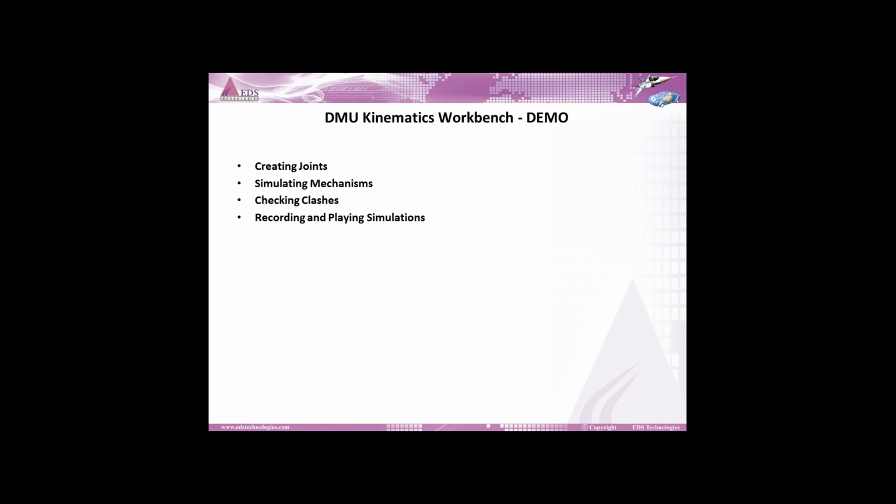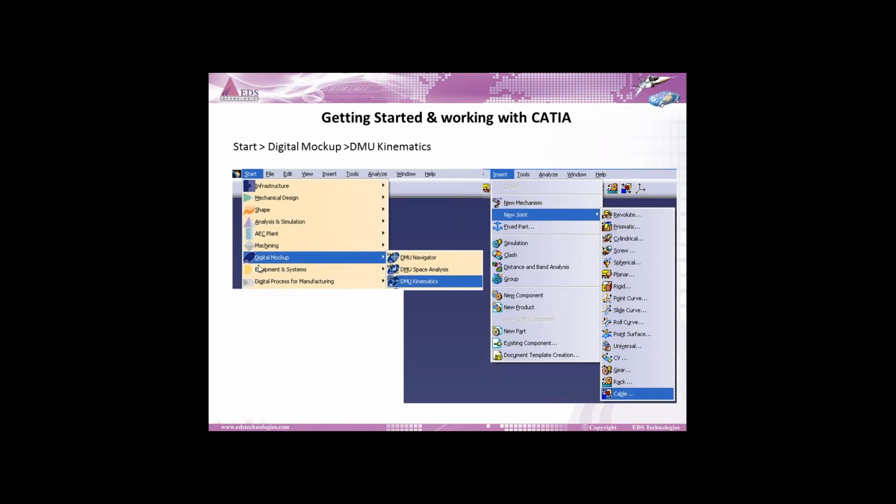So to get started with CATIA, you go to Start, Digital Mockup, and from there you go for Kinematics. By clicking there, you will be able to launch this workbench. If you go to Insert, you have this many options available in your kinematics workbench. So I'm just moving to the CATIA screen.